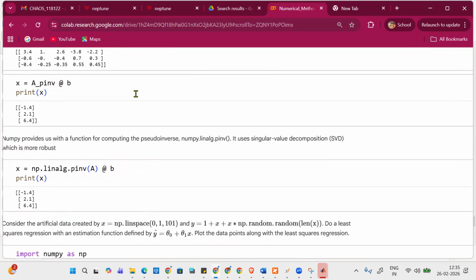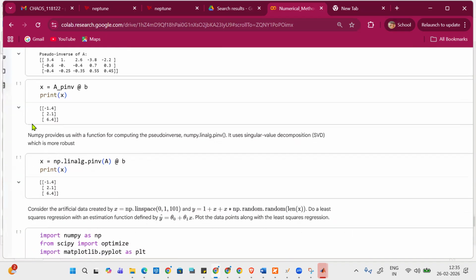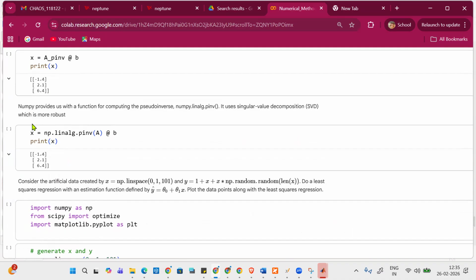So x equals the pseudo inverse of A times b. You understood why you are getting it. So these are your coefficients: theta naught, theta 1, theta 2. Your regression curve is finished. Simple as that. Anyway, NumPy provides us with a function.